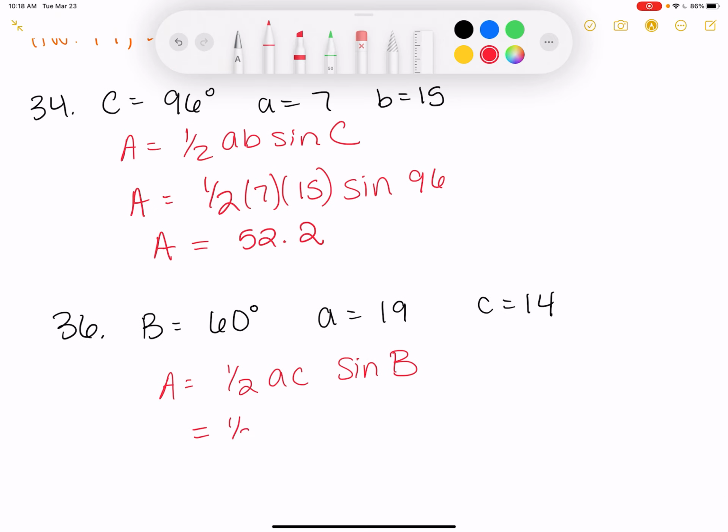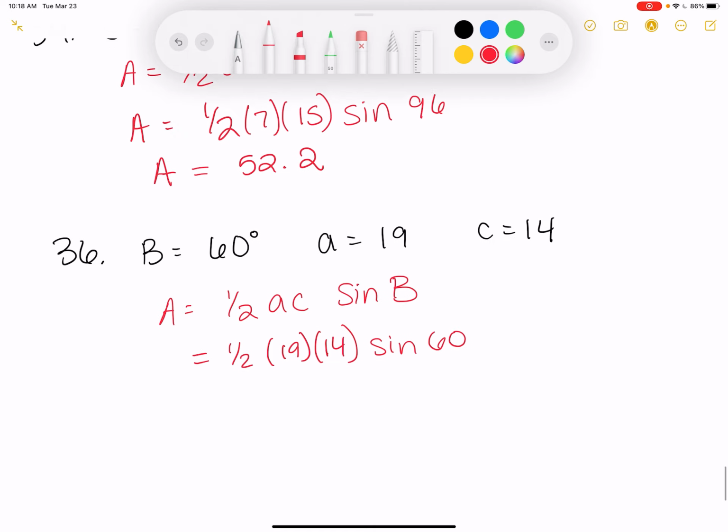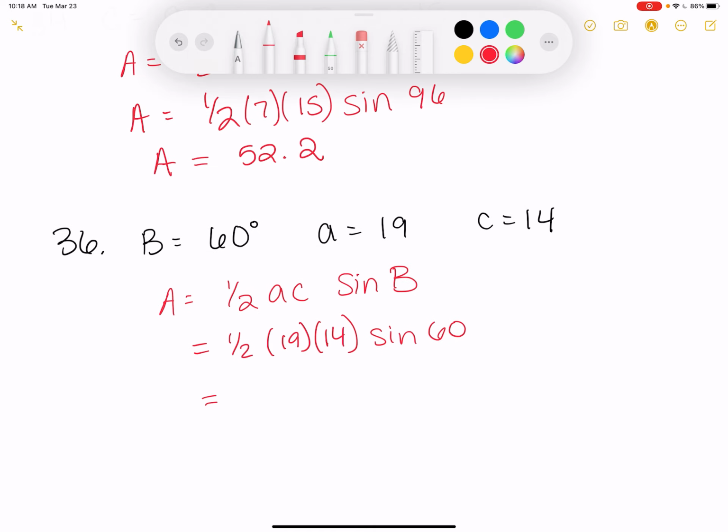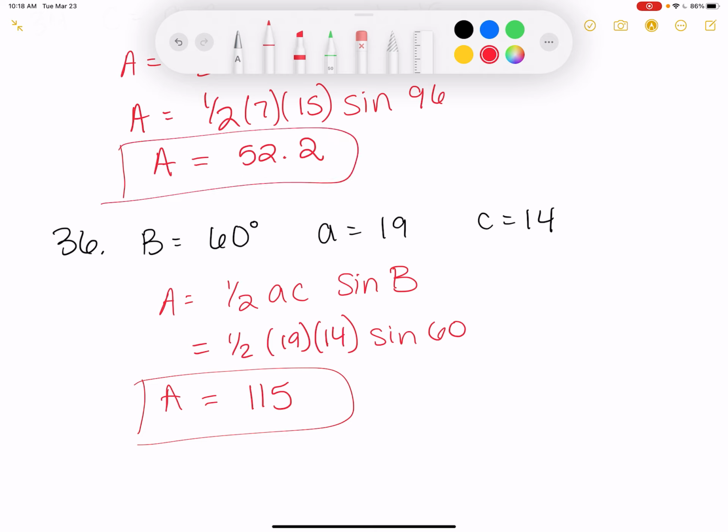So we've got 1/2 times 19 times 14 times the sine of 60. I got 115. Yep, 115. It doesn't specify, so if you want to round to the nearest whole number, that's fine. Definitely not more than one decimal place, though. So when you're doing area, whatever angle you're given, you put it in for sine, and then you multiply the two sides and take half of that.